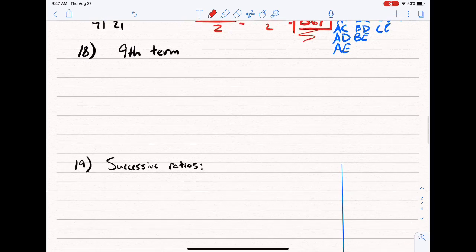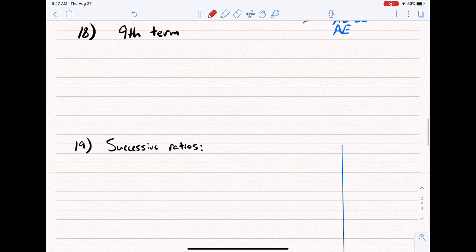So now let's take a look at how the rest of this goes. Now, obviously, number 18 is really simple. It says, what's the 9th term of the Fibonacci sequence? Remember, in the Fibonacci sequence, we always add the previous number. So we get 1, and the previous number would have been nothing. So 1 plus nothing is 1. 1 and 1 is 2, and 1 and 2 is 3, and 2 and 3 is 5, and 3 and 5 is 8, and 5 and 8 is 13.